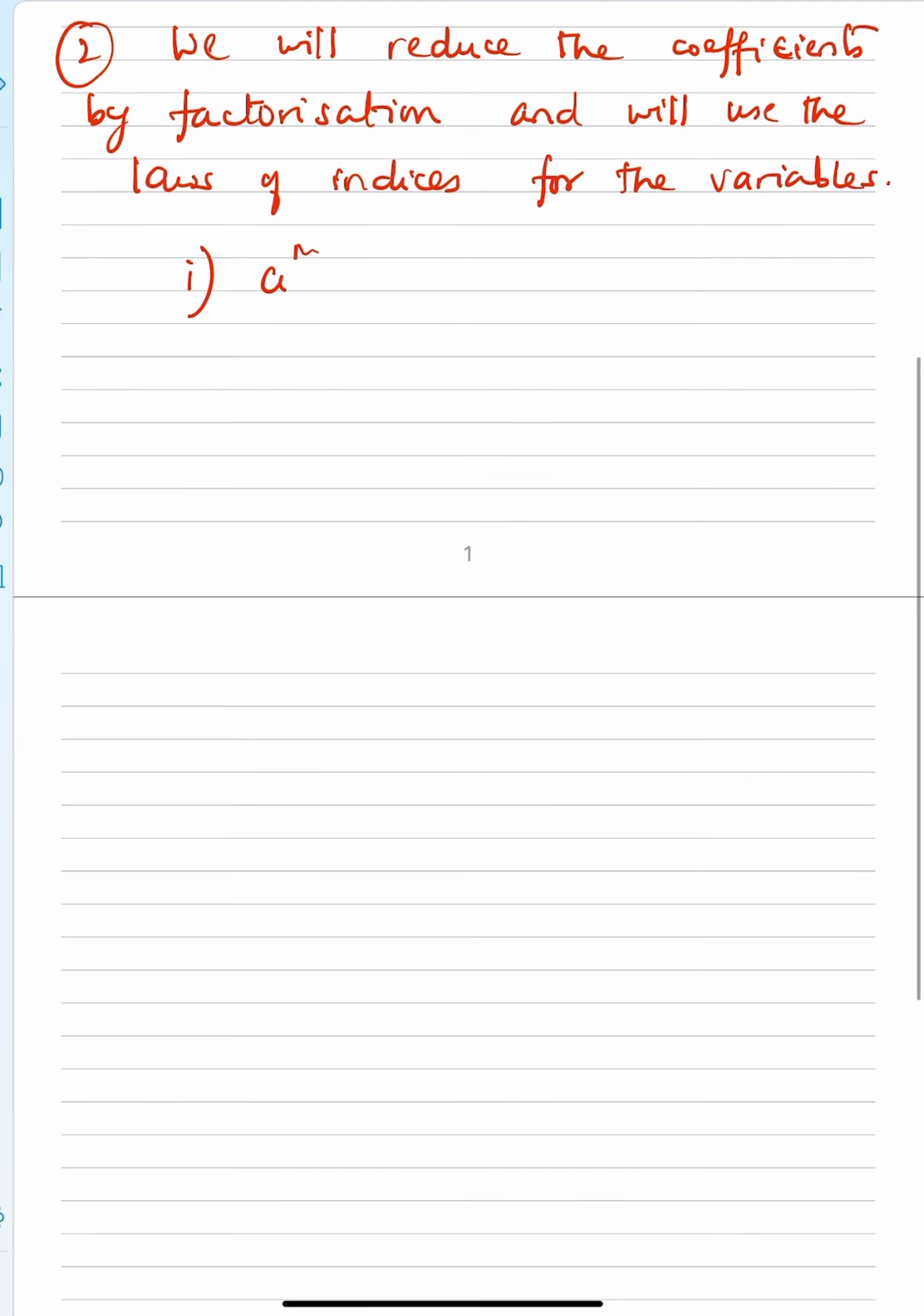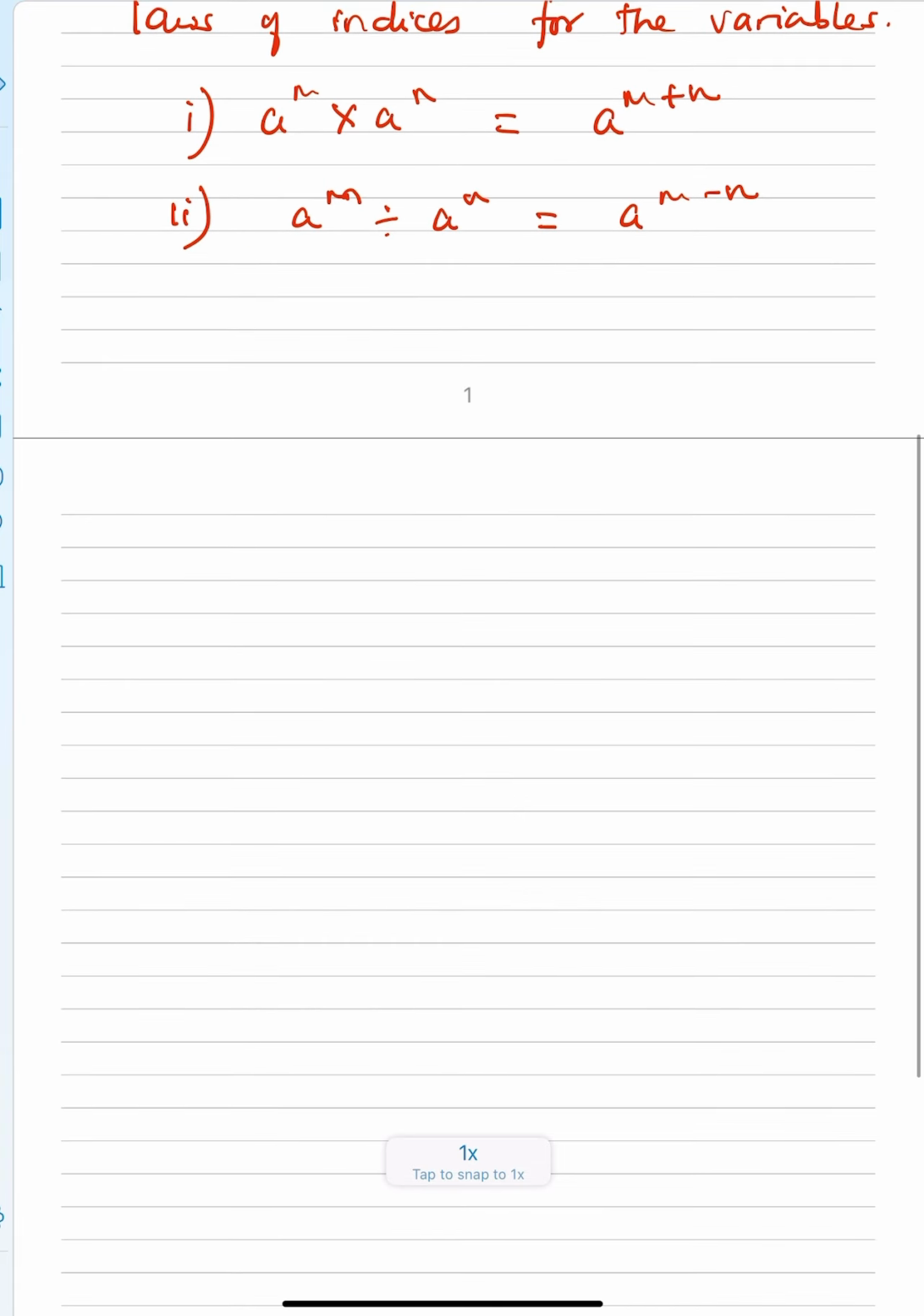First is, if a raised to m multiplied by a raised to n is there, then we have to add the indices. And secondly, if a raised to m divided by a raised to n is there, then we have to subtract the indices. These two laws we will work on. Now, let us take the same example, 6x cube upon 2x.